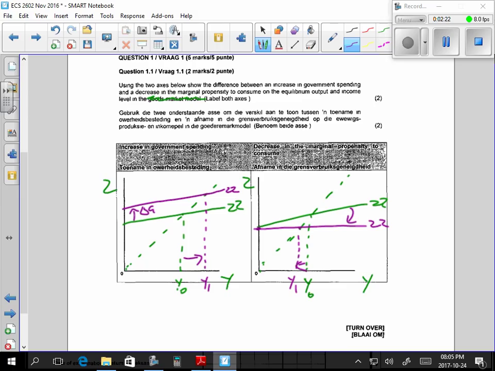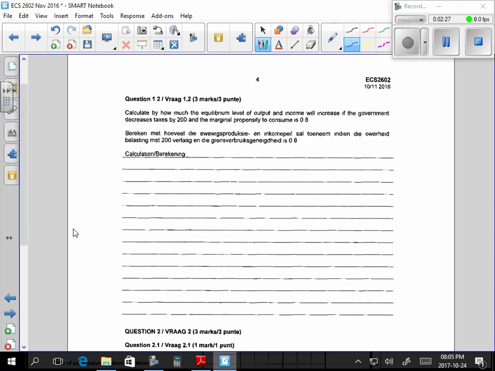Right, question 2. Calculate by how much the equilibrium level of output and income will increase if government decreases taxes by 200 and the marginal propensity to consume is 0.8. Okay, so now to calculate the change in output and income via a tax change, you need to multiply it by the multiplier as well as the MPC. They've told us the MPC is 0.8, but what we need to do is calculate the multiplier.